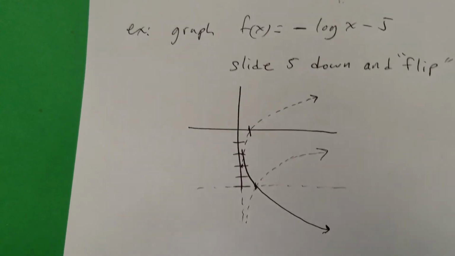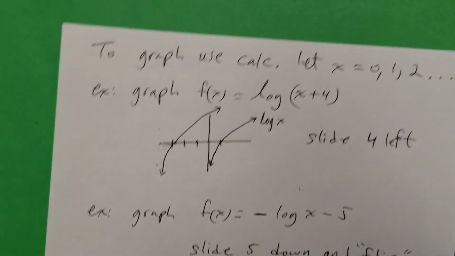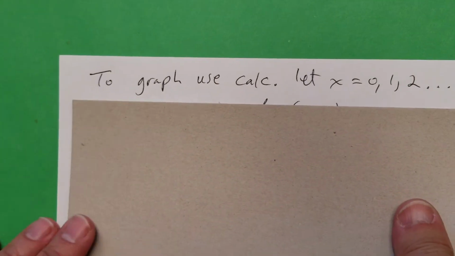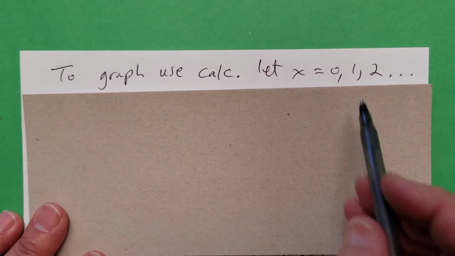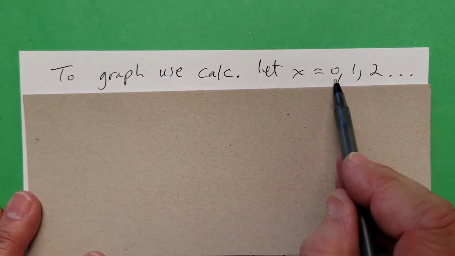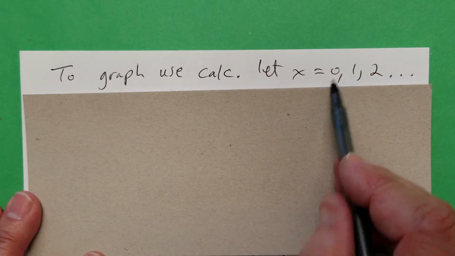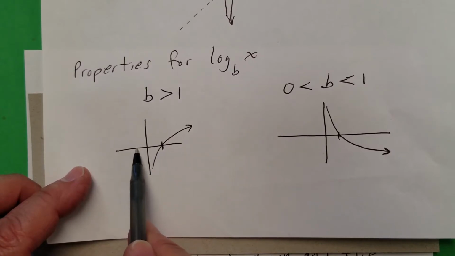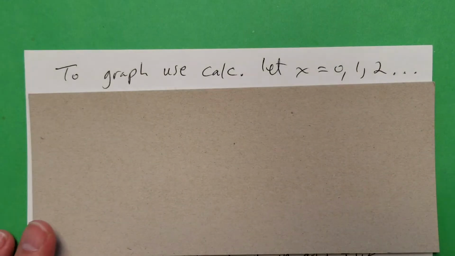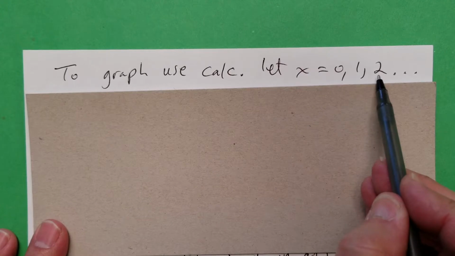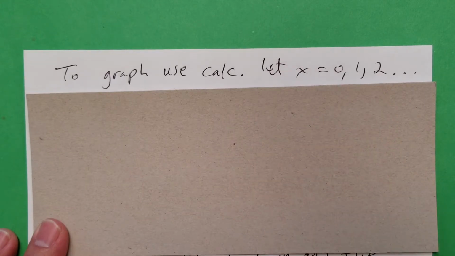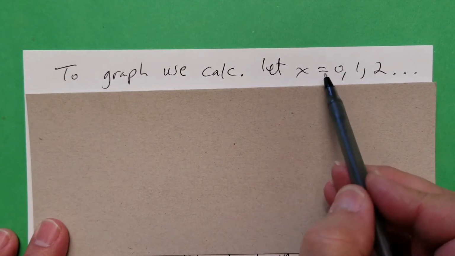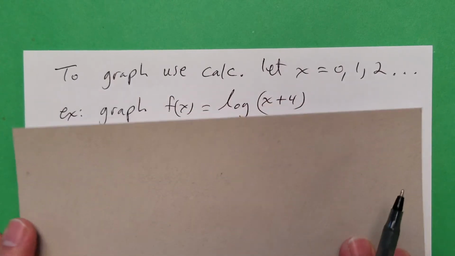Okay, so just like I said before, if you need to graph it, use a calculator and just plug in. By the way, you don't plug in -1 this time, right? Because if you look at the properties, we don't need -1. It never goes to -1. So what you should do is do 0, 1, 2. With the exponential, we did do -1, remember that? But here you don't.